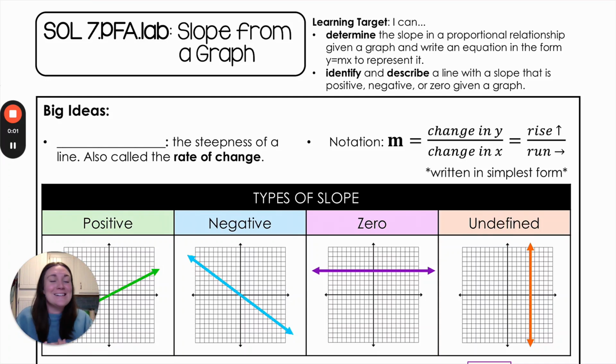Hello everyone, today we are talking about slope. So we're going to talk about the different types of slope and how to find slope from a graph.